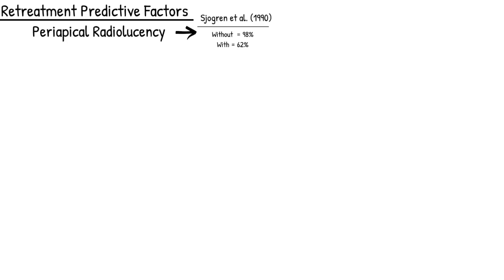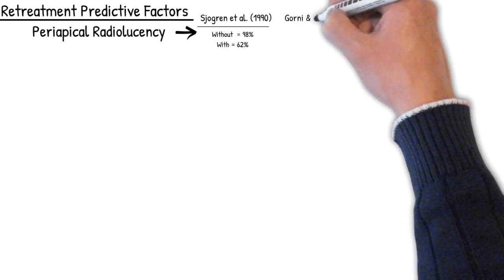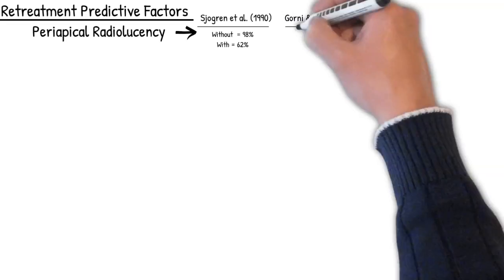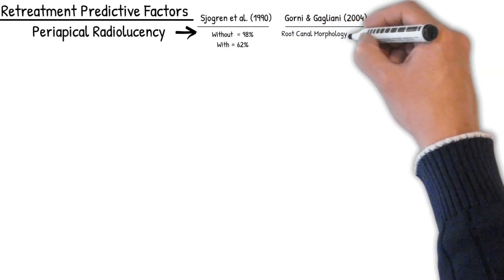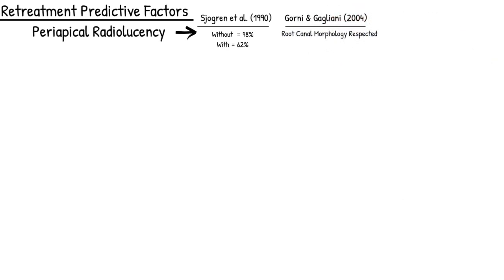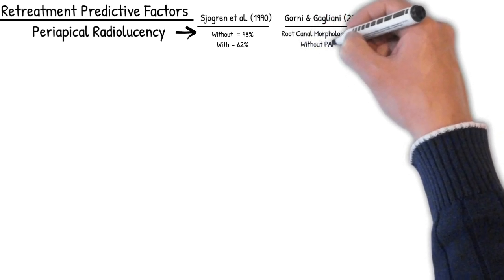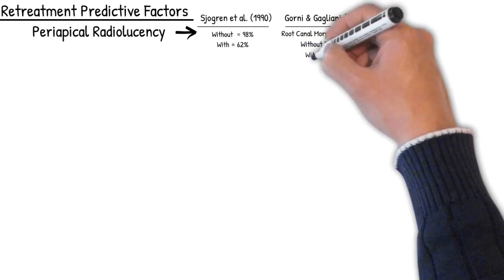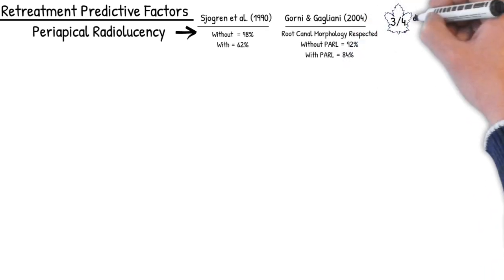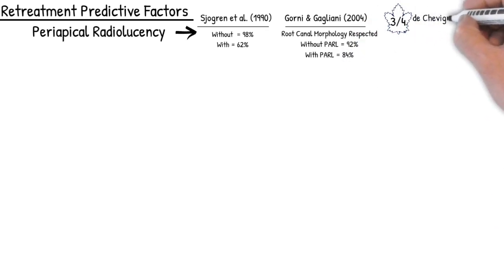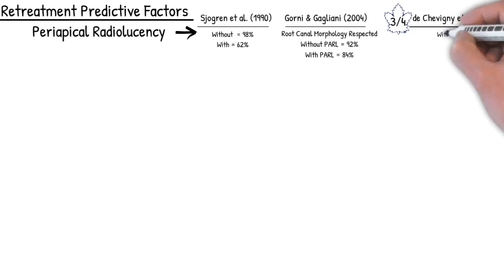successful. In one of the favorite studies to quote, Gorni and Gagliani in 2004 found that if the root canal morphology was respected in teeth without periapical radiolucencies, 92% success rates were demonstrated, whereas with periapical radiolucency, only 84% were successful. The Toronto studies phases 3 and 4, which looked at retreatment, DeChavigny and colleagues in 2008 found that without radiolucency, 93% were successful, but with it, only 80% were.